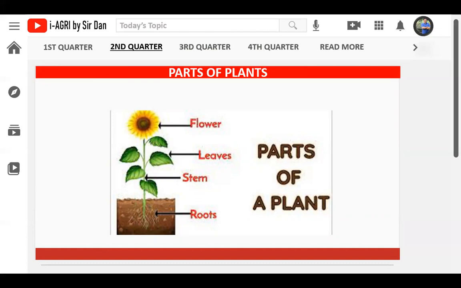Typical plants have three main parts or organs, such as roots, stems, and leaves. But other plants have specialized organs, such as flowers, fruits, and seeds. Each of these parts has its own function. So these parts work as a team, just like the different parts of the body.